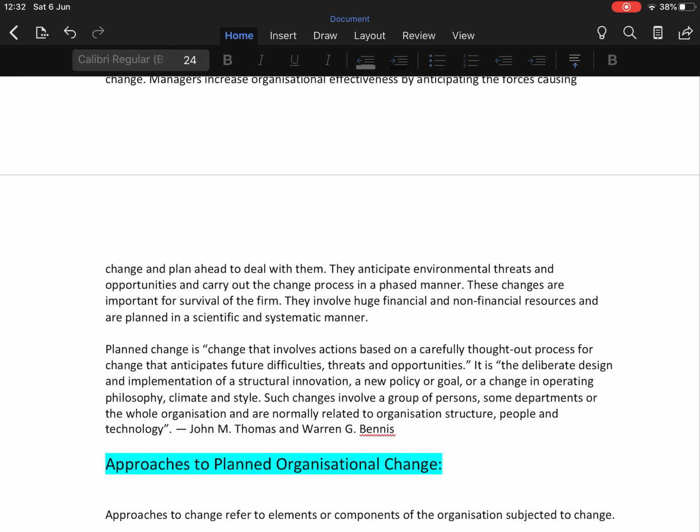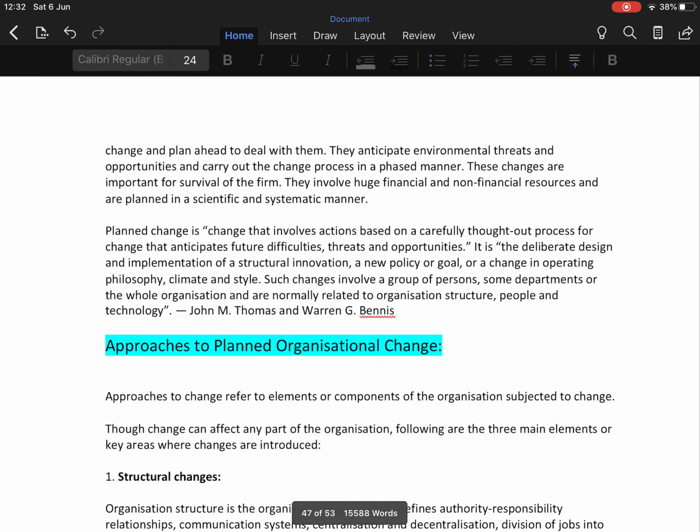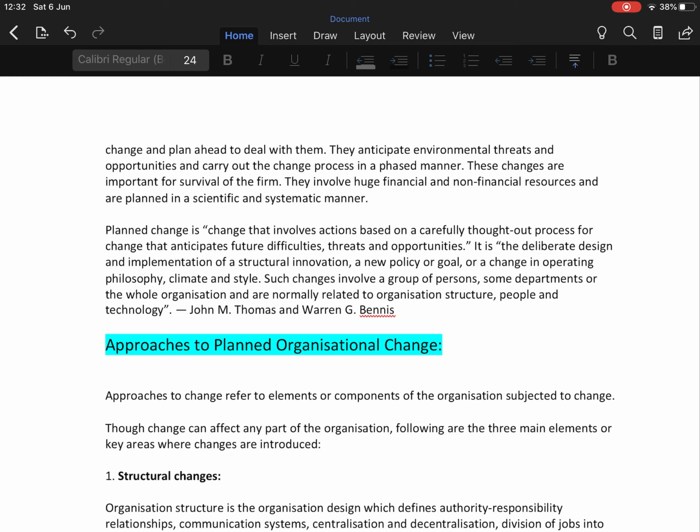So planned change is a change that involves action based on a carefully thought out process for a change that anticipates future difficulties, threats and opportunities. So it is the deliberate design and implementation of structural innovation, a new policy or a goal, or a change in operating philosophy, climate and style.